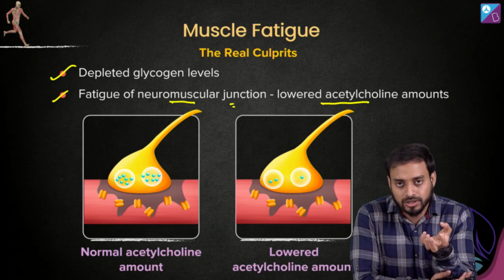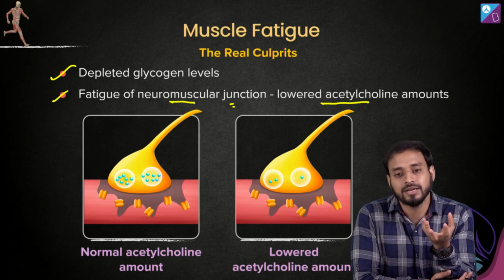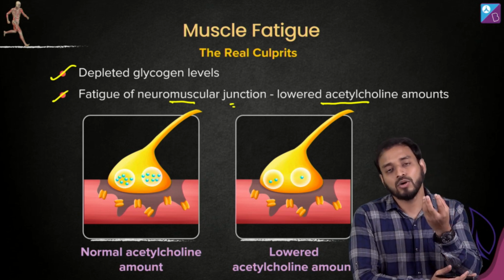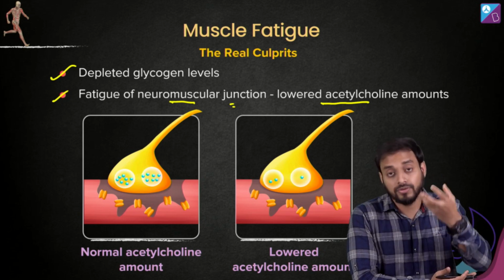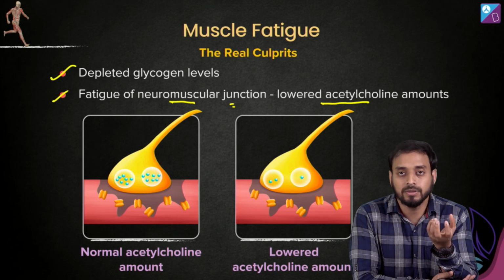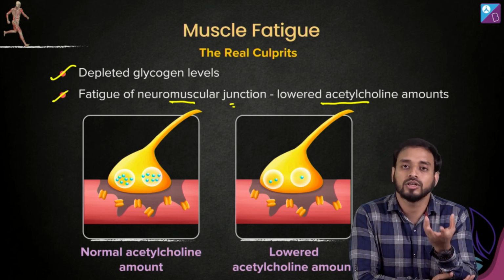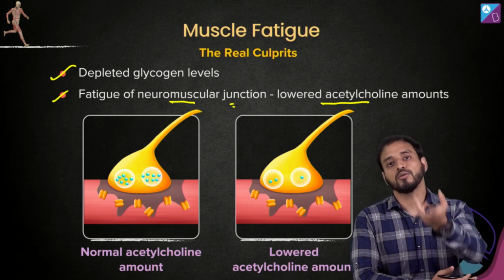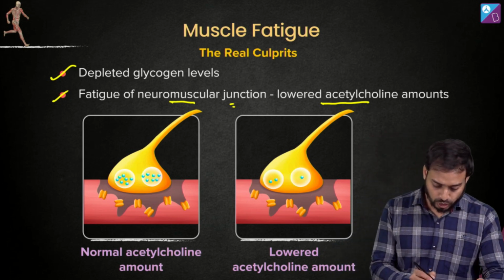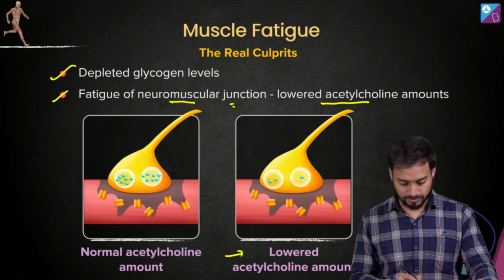Amount of acetylcholine release is huge in the initial time, and then what will happen? Slowly and steadily, the amount of acetylcholine available for further creating electrical impulse, action potential will be lowered. So कम हो गया signals. Okay, so signals will come down. So lowered acetylcholine amount. है ना?